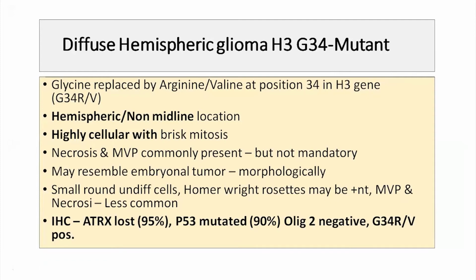Okay. So these are two very important differences between H3K27 and H3G34: these H3G34 mutant gliomas are OLIG2 negative, while H3K27 are consistently OLIG2 positive.